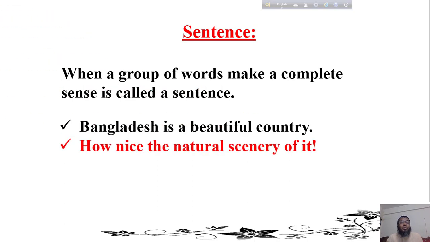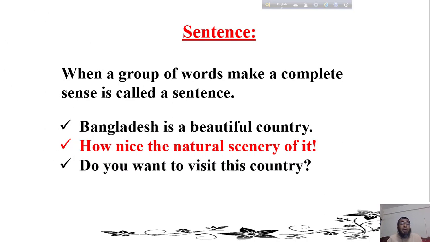Now look at the second one. How nice the natural scenario of it. That means someone has been astonished seeing the scenario of our country. So by this sentence, what type of expression is expressed here? Have you got it? Yes, your emotion. What type of emotion? Maybe this is joy, enjoyment. Okay, nice. Third one is, you want to visit this country?